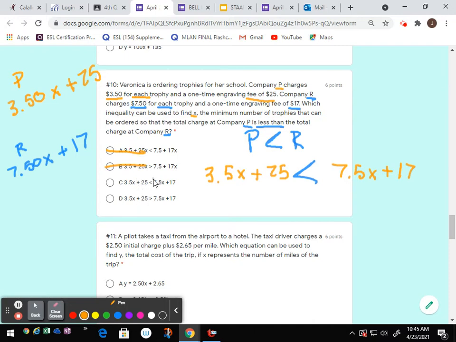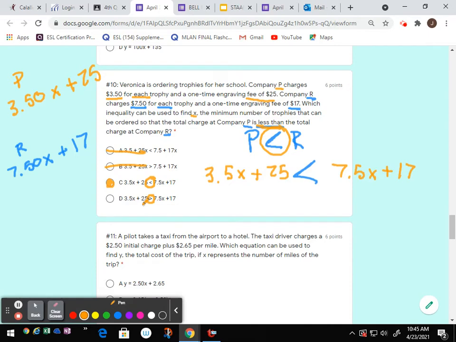Okay. Now it looks like we're just going to be looking at our inequalities. Remember, we want less than. We want the less than symbol. So when we look at this, we have 3.5 on the right side, or the left side. Now we want the symbol that says less than, and that's going to be answer choice C for 10.